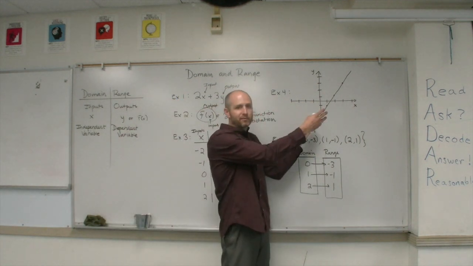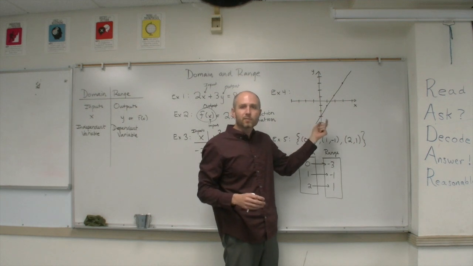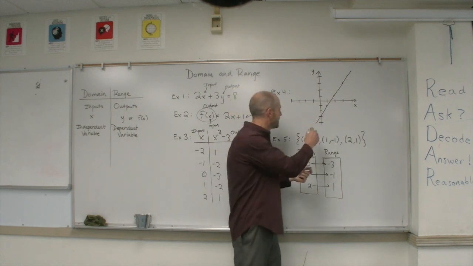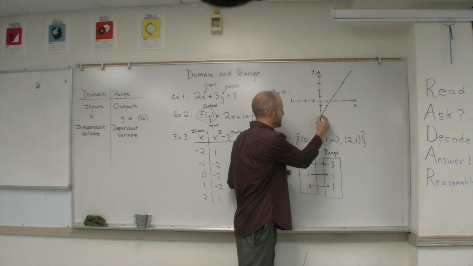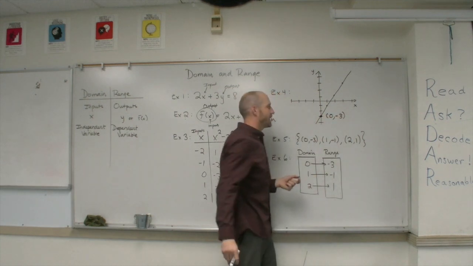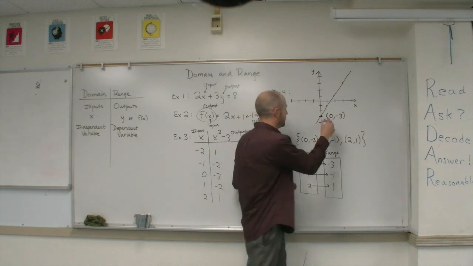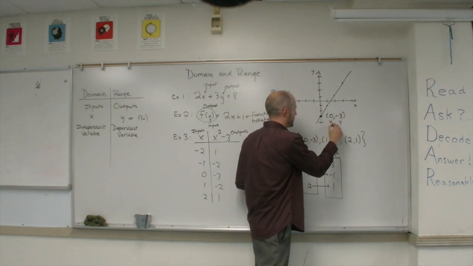Okay, now as a graph. So here is a graph. These also are pairings. There's an infinite number of points in this graph. Here, for example, this point right here, this is the point (0, -3). And it's called an ordered pair because it always shows up in the same order, x first, then y. So we have x coordinate and y coordinate, okay?